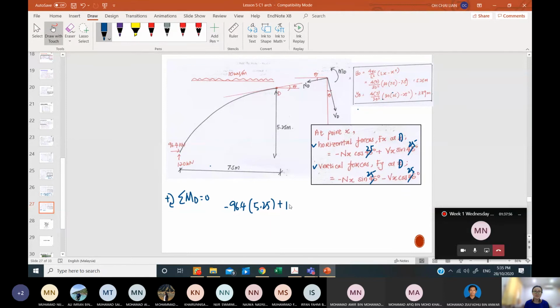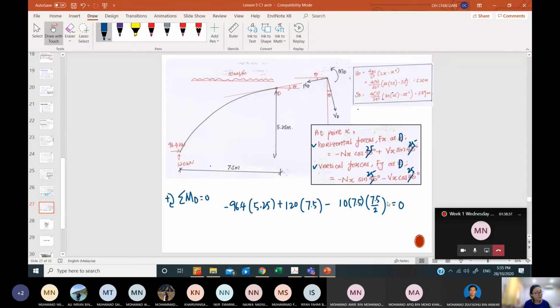And then I have another one, which is 120, with my distance to D being 7.5 meter, and it is acting clockwise, positive. And then I have another one which is acting counterclockwise, which is 10 times 7.5, the resultant force from the UDL, multiplied with the distance to D, 7.5 by half. And that's all, equal to 0.